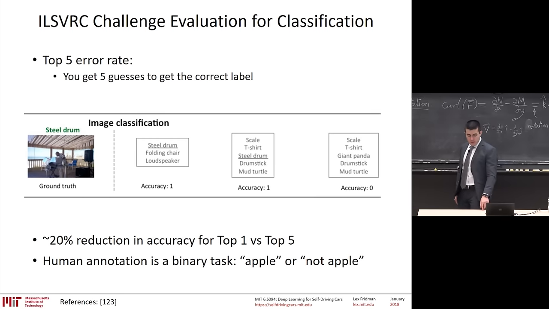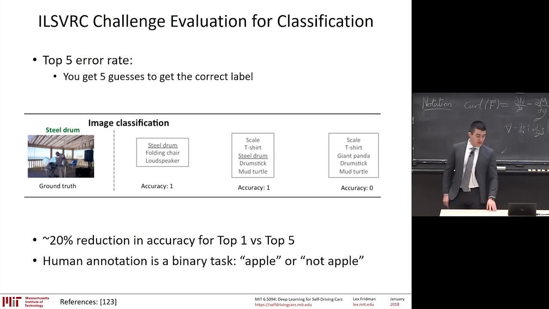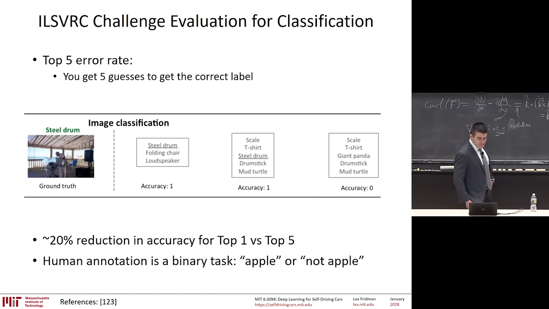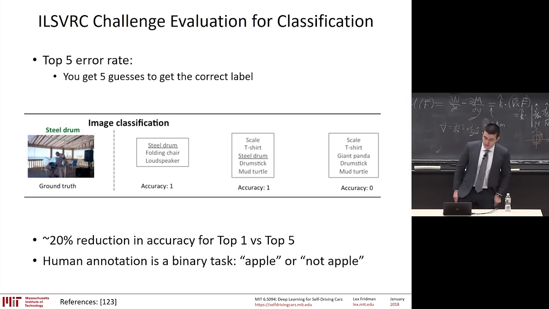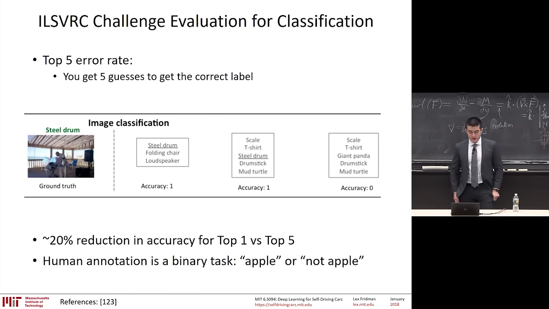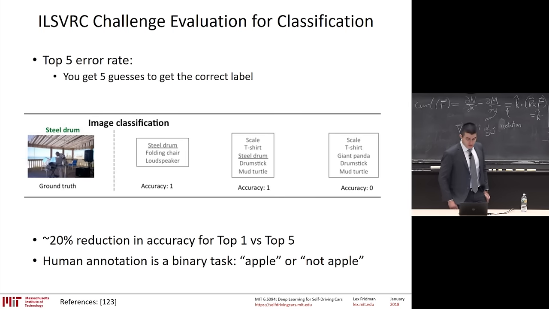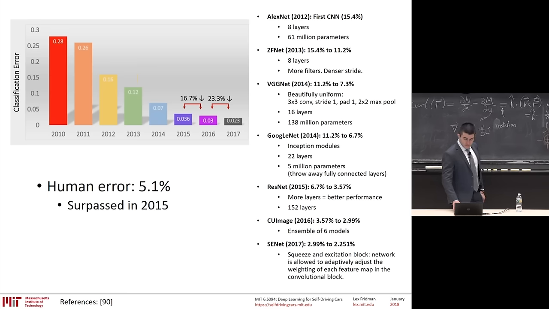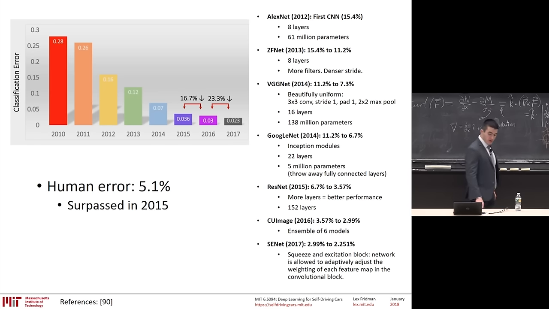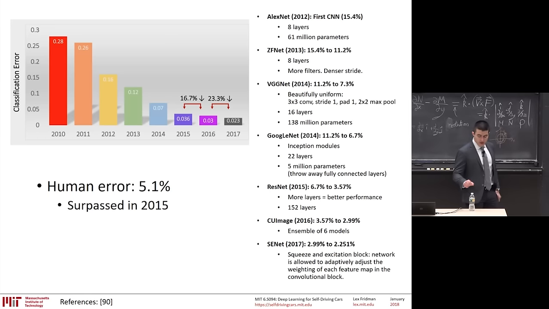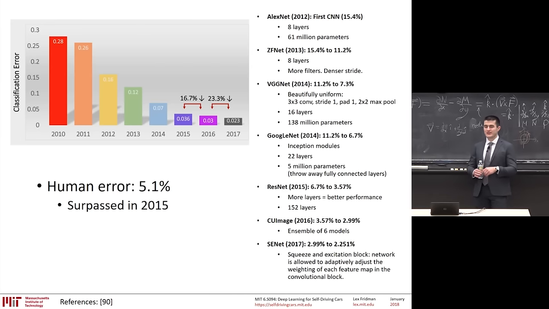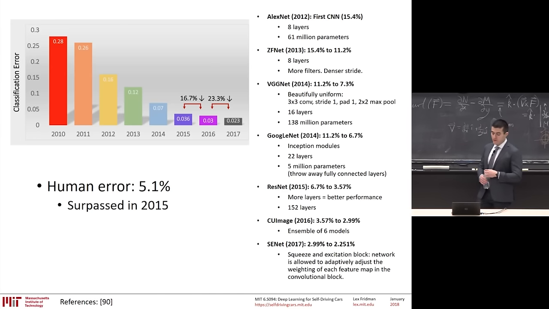Again, the numbers shown for the accuracy are based on the top five error rate. We get five guesses, and it's a one or zero. If one of the five is correct, you get a one for that particular guess. Otherwise, it's a zero. And human error is 5.1. When a human tries to perform the same task as the machine, the error is 5.1.